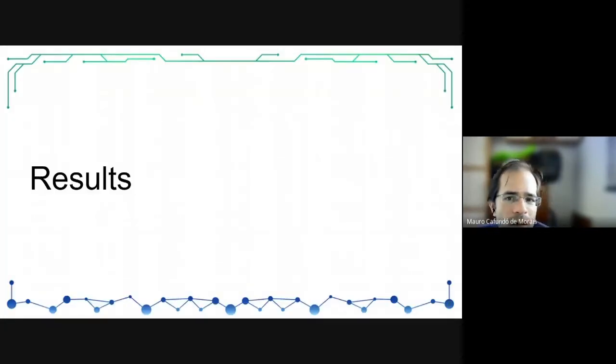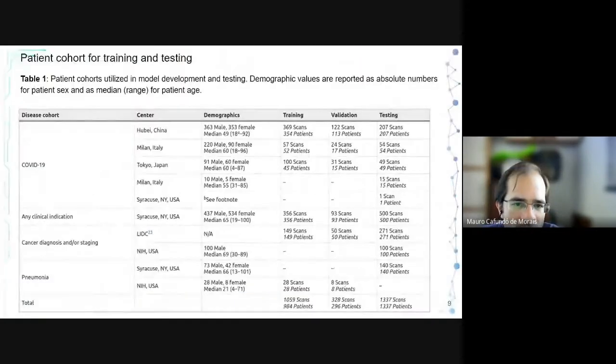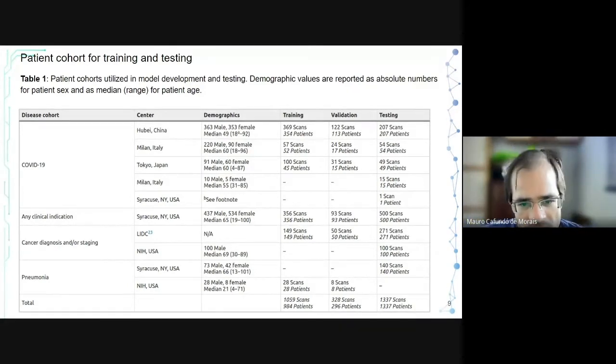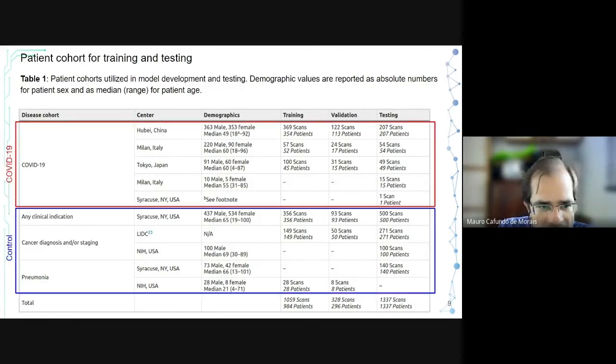So, a quick glance at the results. First of all, they provide a good description of the data they used for the training and testing of this algorithm. Basically, the algorithm is classifying patients between COVID and non-COVID, right?